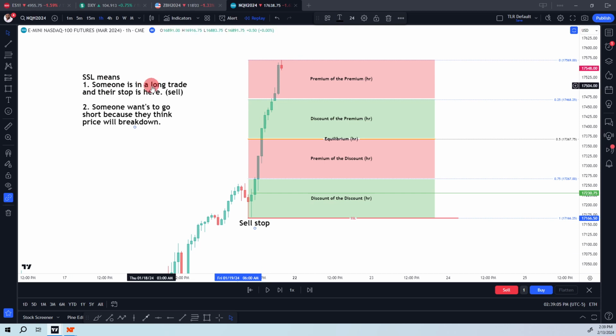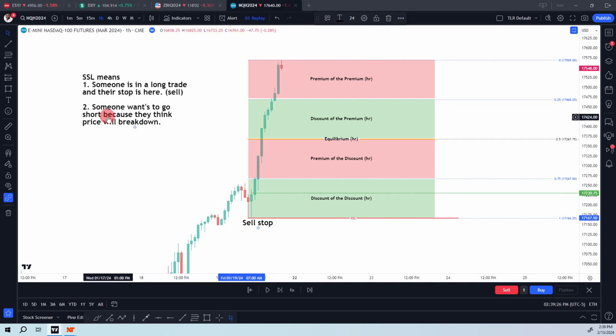If you're already in a trade and you're going long and you want to get out, what kind of stop do you need? A sell stop. You put the sell stop below the low because you don't want to lose no more money. I'm already in the trade, and if you go down that far, cut it off right there.